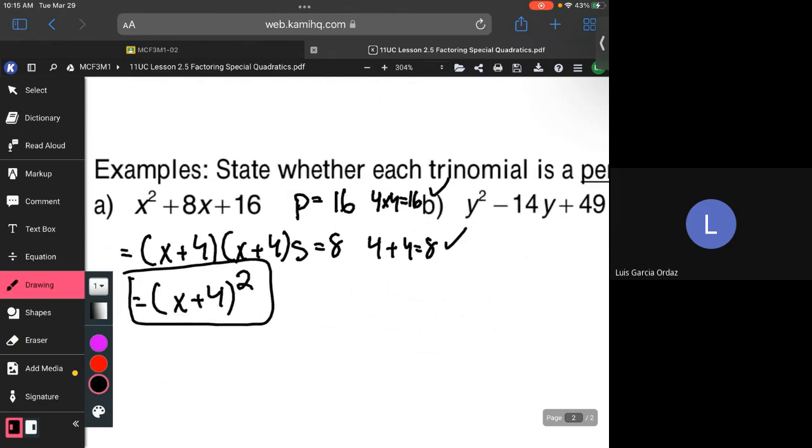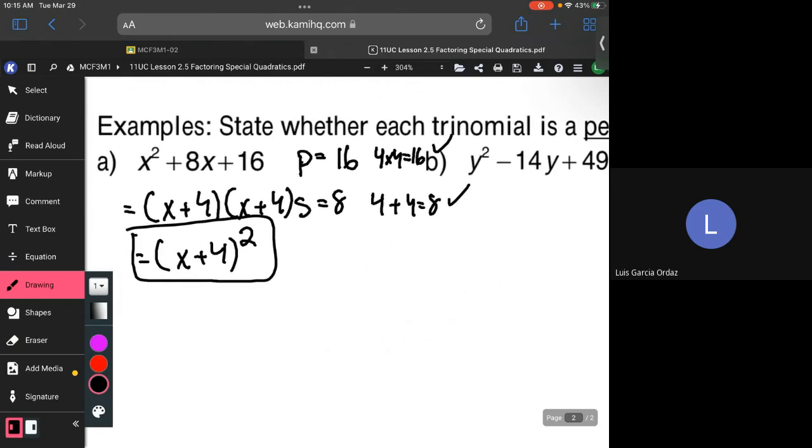So the product is the number in front of your x squared, which in this case is 1, multiplied by the last number. So what's 1 times 16? 16. Your sum is your middle. I get that, but how would you know that it's a perfect square? When the two factors you use are the same. So in this case, it was 4 and 4. Okay, yeah.